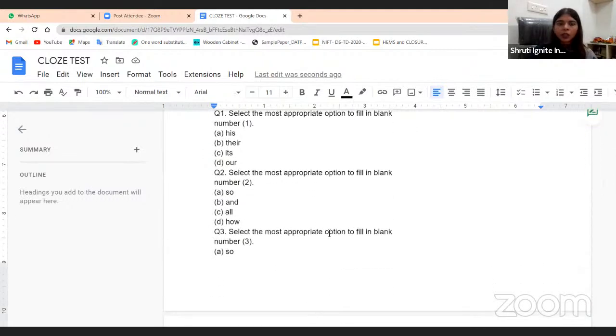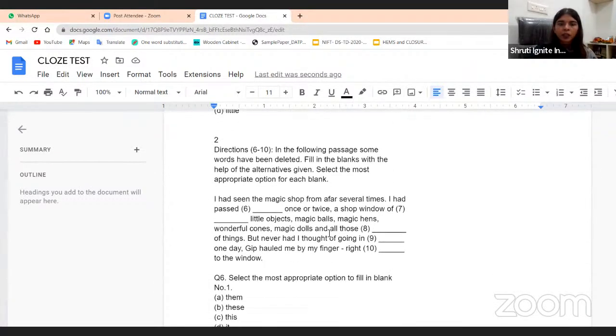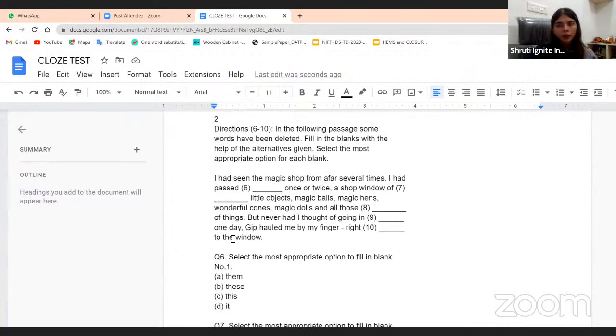Now coming to the second cloze. Let's look at the second one. Same directions. You're supposed to read the passage, try to understand what the fill-ups require, and try to fill them up.